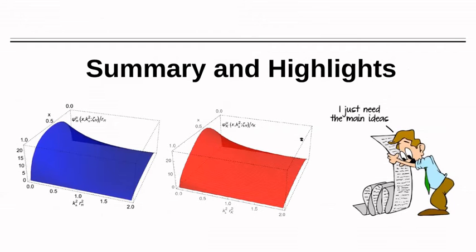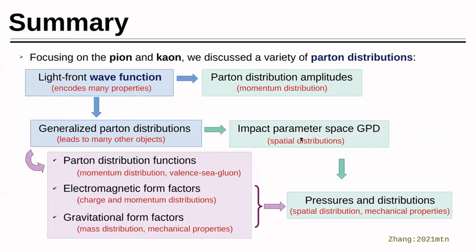So to summarize, we discussed a variety of parton distributions within the pion and kaon, starting with the light-front wave function to compute parton distribution amplitudes, generalized parton distributions, the impact parameter space distributions, and so on. So we now have a lot of information concerning the momentum distribution, the spatial distribution, charge distribution, and so on. So we would like to have a comprehensive picture of the pion and the kaon.